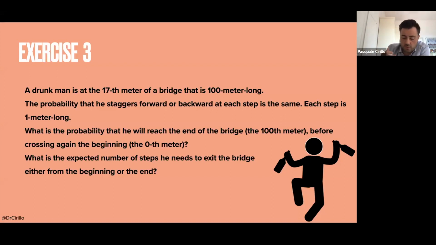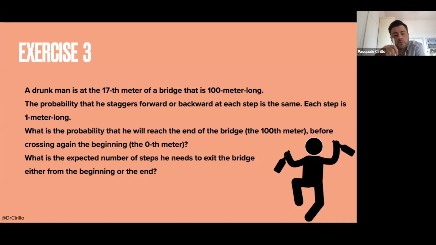So I want to know if it starts going maybe 1 step, 2 steps forward, and then it goes backward, and then forward, backward, 3 steps forward, 2 steps backward, and so on. At a certain point, it should be able to exit the bridge from the beginning, so meter 0, or from the end, meter 100. I want to know what is the probability that it will escape the bridge from the end, so from meter 100.